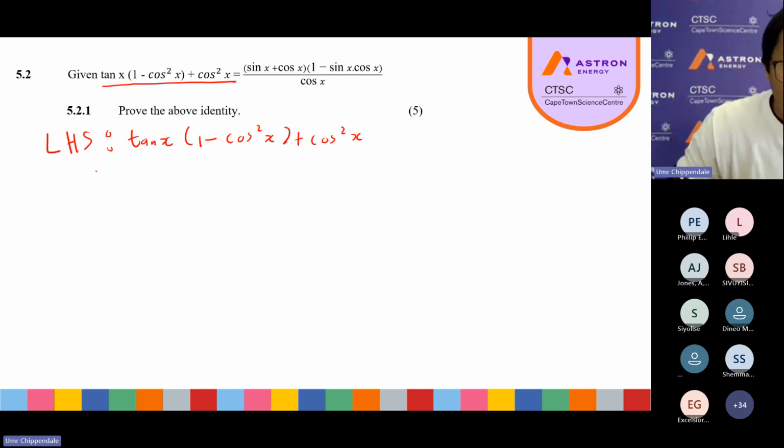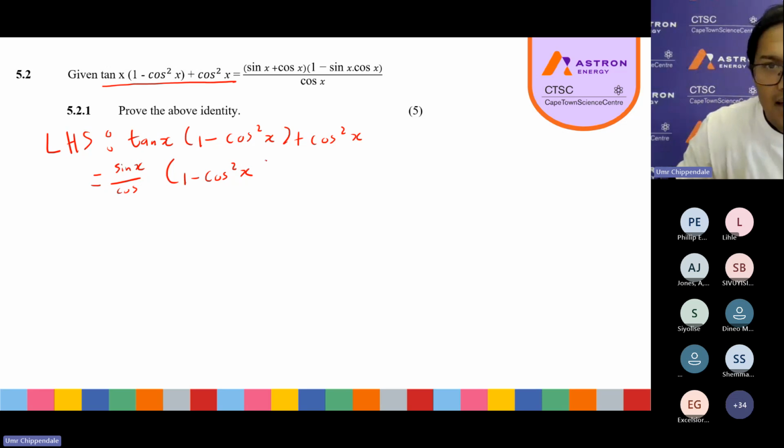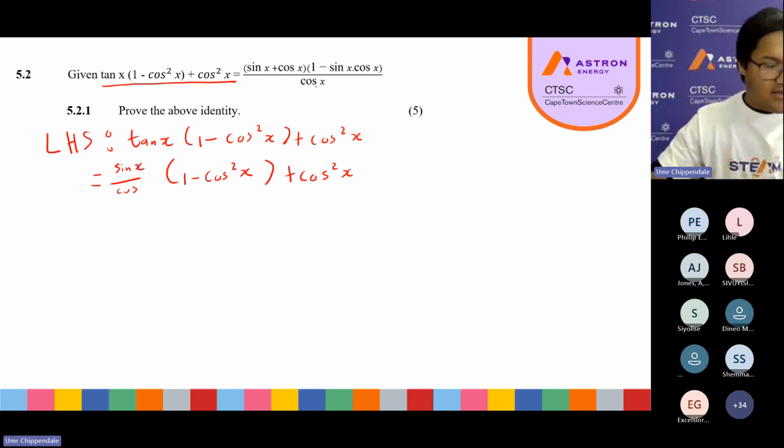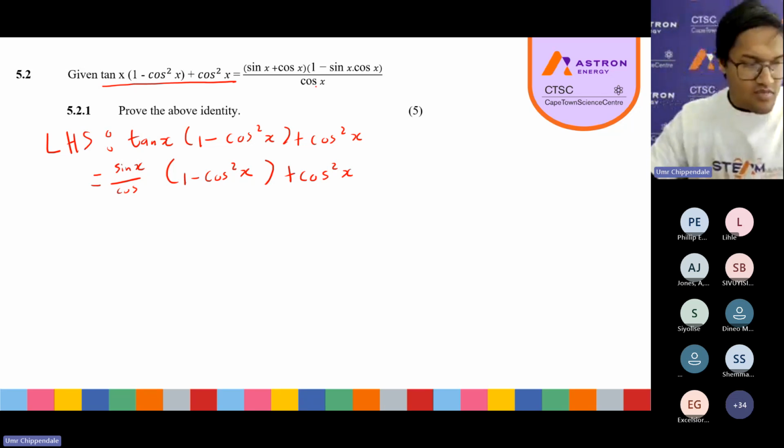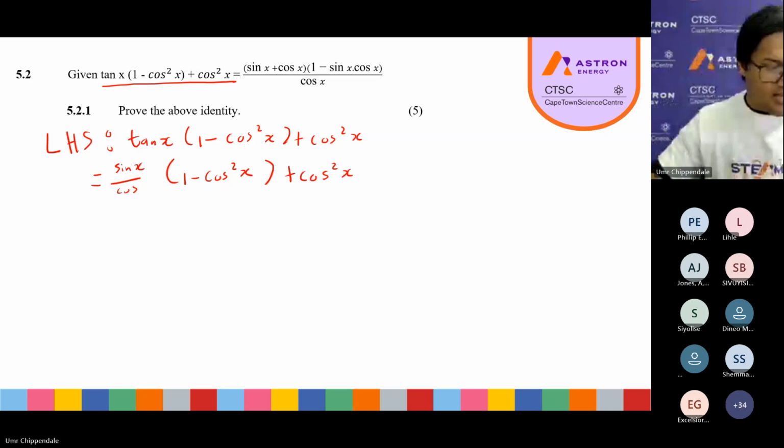Remember, you are by all means welcome to do this as well. The first identity we can see is tan x. We know tan x can be written as sine x over cos x. Right? The rest can stay the same: 1 minus cos squared x, and we can leave the other cos squared x there. We're eventually going to move it around, but at least I just want everyone to see that in the meantime.